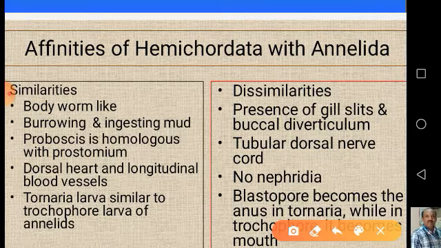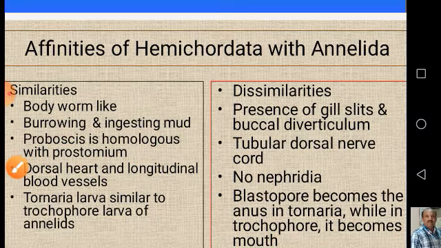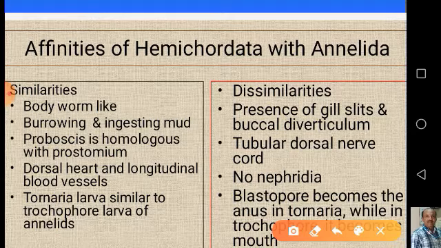The first and foremost similarity is that the body is worm-like. Just now we have seen in the case of Saccoglossus and Balanoglossus in the phylum Hemichordata, the body is worm-like. Annelids are also worms. Then burrowing. The burrowing feature we have seen in the case of Entitonusta, and not only burrowing, they are ingesting mud like that of most of the annelids like earthworm. Then the proboscis is homologous to the prostomium. In annelids, the prostomium is the striking structure that is present before the first segment, before the mouth. So here the proboscis of Hemichordata is homologous, that is structurally similar, to the prostomium.